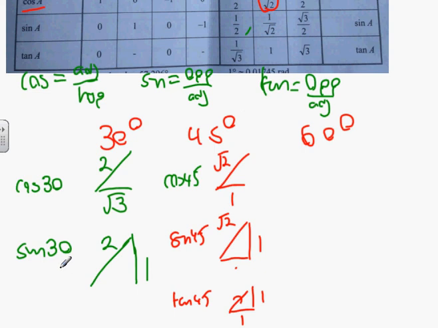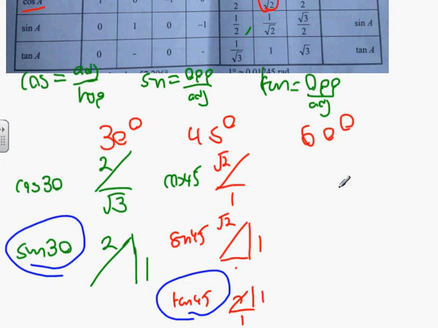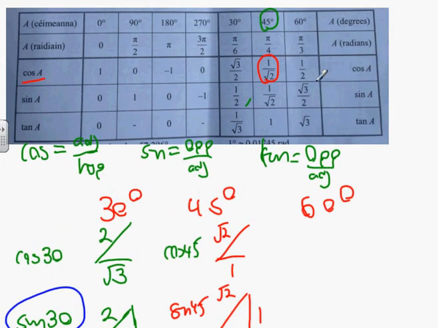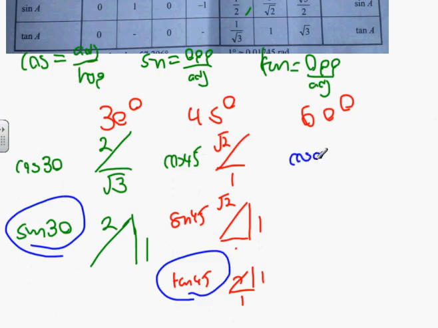So that's why I'm selecting this one for 30, this one for 45, and then finally the last one is going to be cos 60. And for cos 60, you have to draw an adjacent of 1 and a hypotenuse of 2 to get your angle.